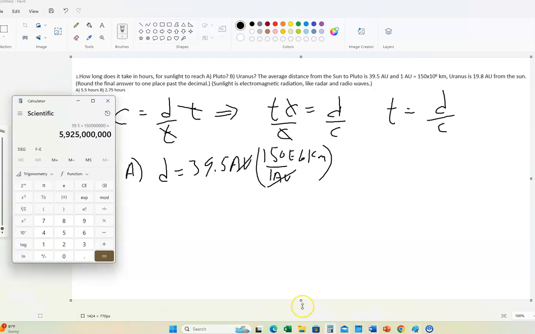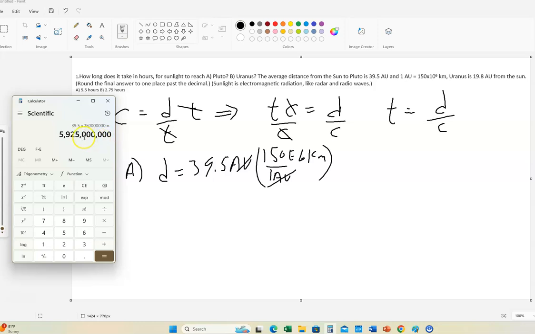Let's get my calculator. Let's clear that. So 39.5 times 150 times 10 to the sixth. And that's this number. It's not given to us in scientific notation, but it's like 5.925, times 10 to the. So the decimal point is right there.